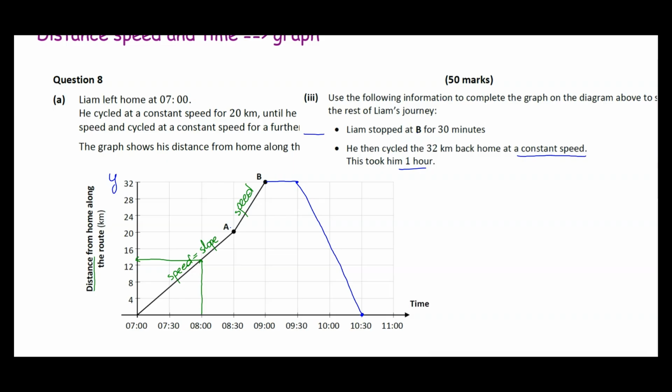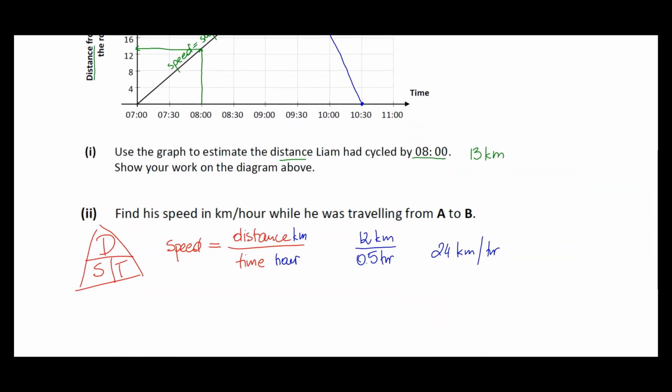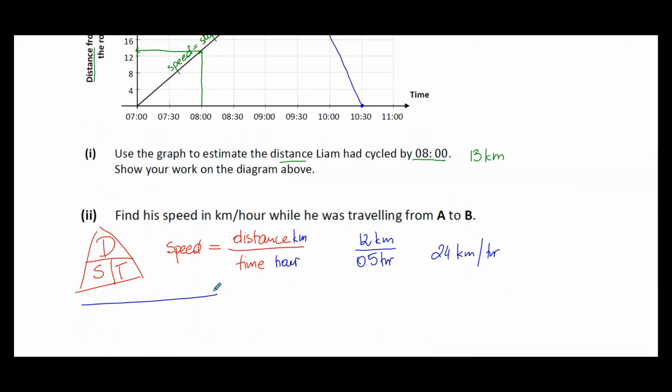Like I'm saying, distance, speed, and time is a constant element in your Leaving Cert. Don't forget about this formula. It's not in your tables. You have to know this formula.